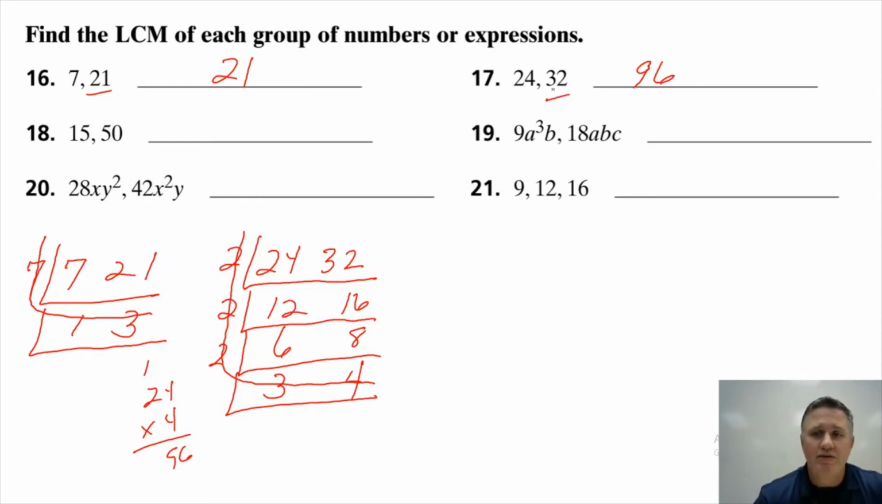And if I ask myself, can 24 go into 32? The answer is no. If I doubled it, can 24 go into 64? No. If I tripled it, can 24 go into 96? The answer is yes. Okay, so that's how you would do that.